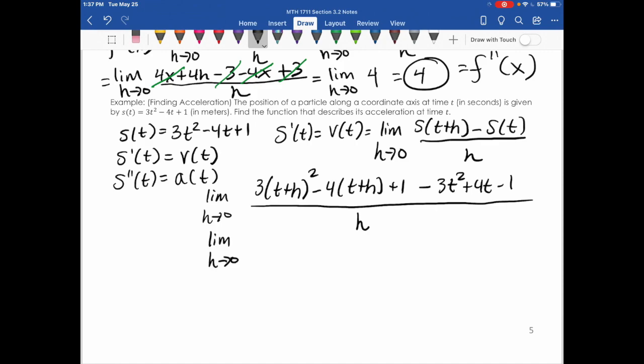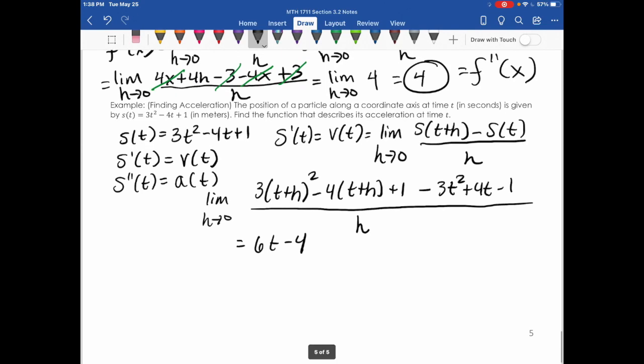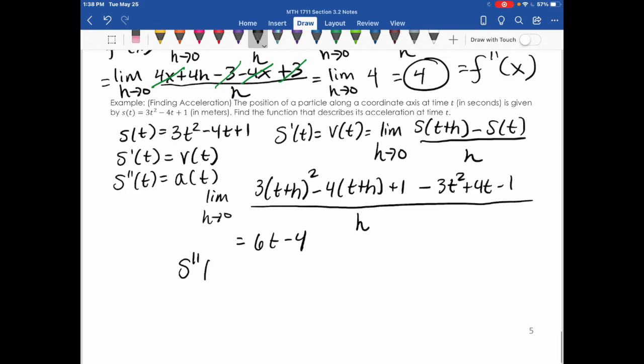Now at this point, we've had enough practice where I feel pretty comfortable skipping a couple steps. I'm going to let you do the in-between steps. I'm going to let you finish it from here. You want to find the product. You want to square the t plus h, FOIL everything, combine like terms, and then once you can factor and get rid of that h in the denominator, you're going to find that the limit is equal to 6t minus 4. So take a minute, pause the video, see if you can get that answer.